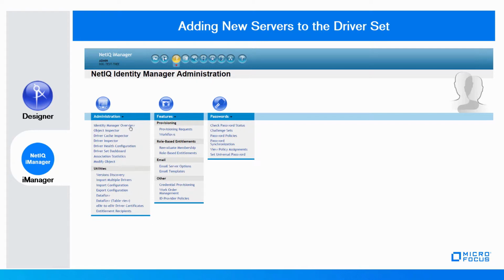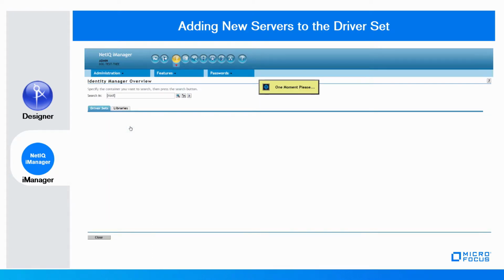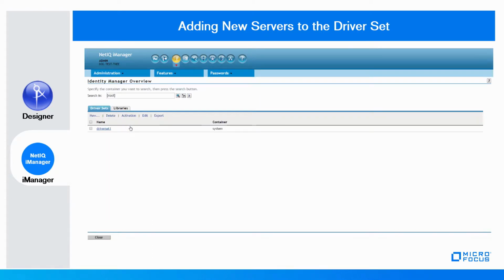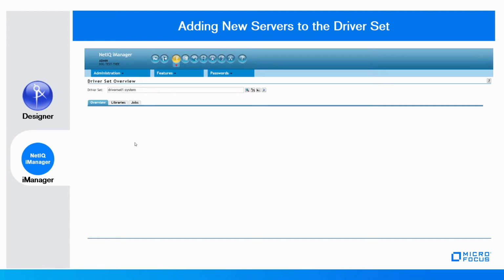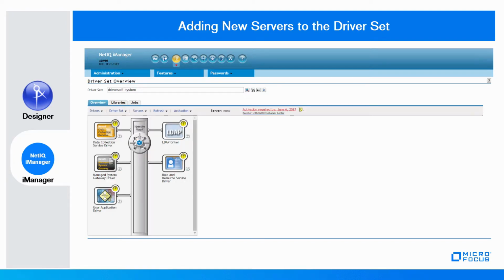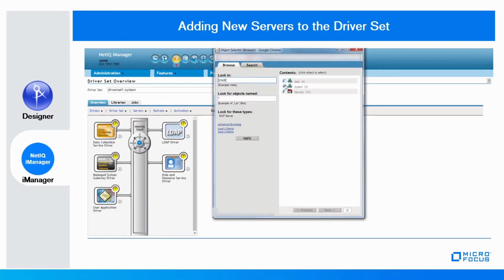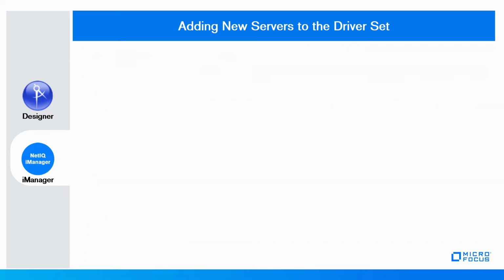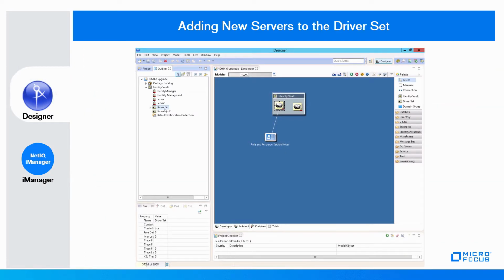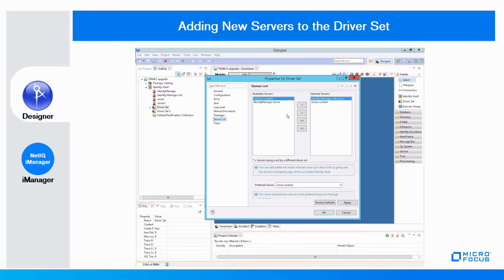Click Identity Manager Overview. Browse to and select the container that holds the driver set. Click the driver set name to access the driver set overview page. Click Servers, Add Server. Browse to and select the new Identity Manager server. Designer contains a migration wizard for the server that does this step for you.